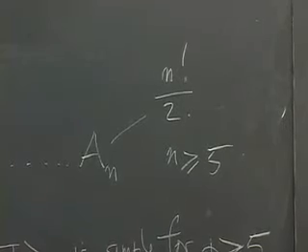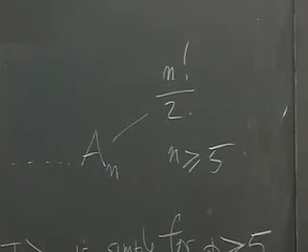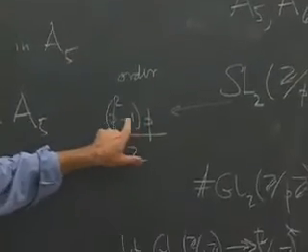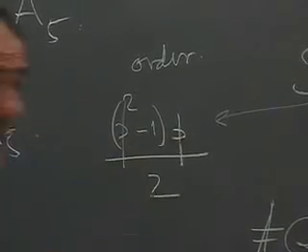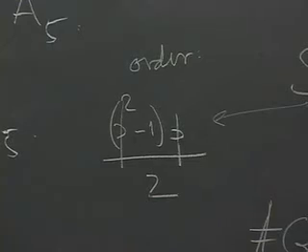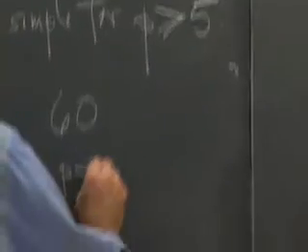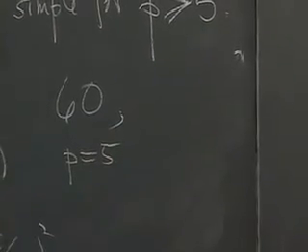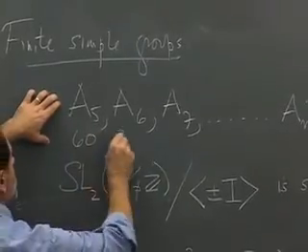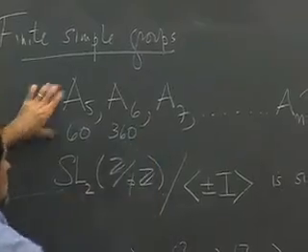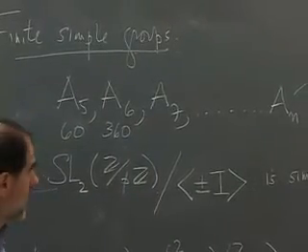So let's compute a few of these just to see what we get. For p equal 5, I get 5 times 24 over 2, 5 times 12. So this group has order 60 for p equal 5. And you might not be surprised to find out that it's isomorphic to this group. This group has order 60. This group has order 360. Okay? What about the next case?